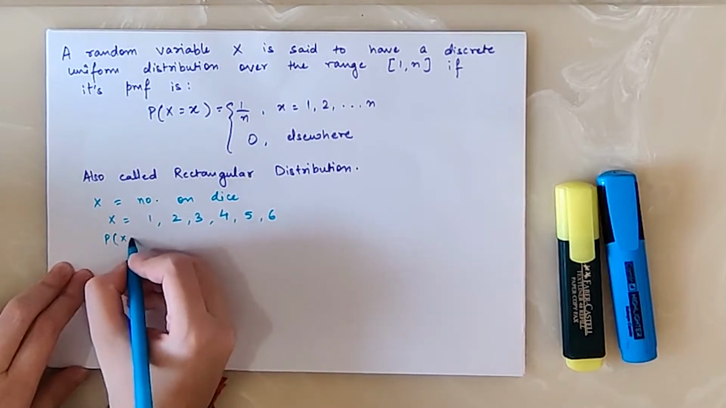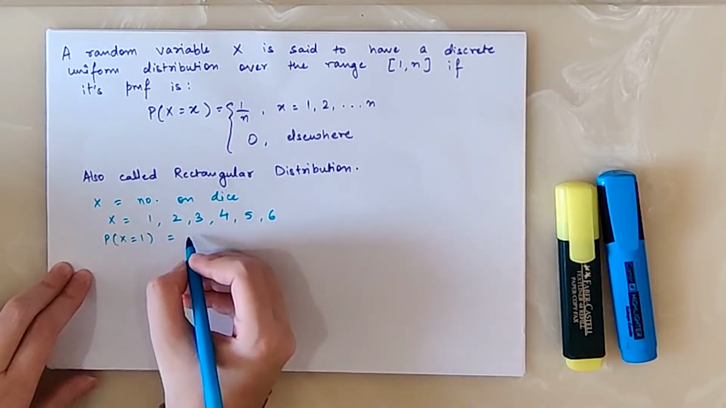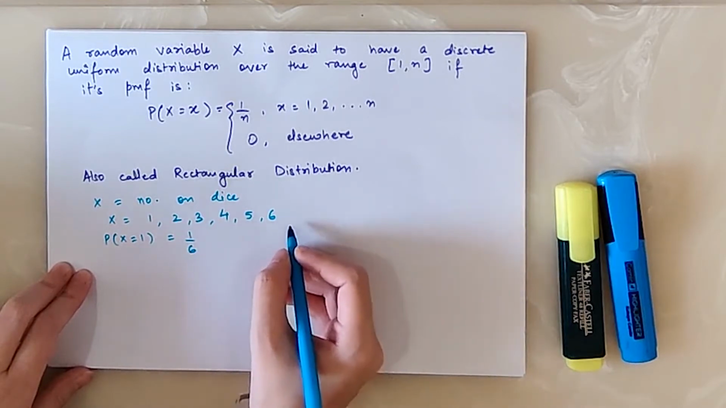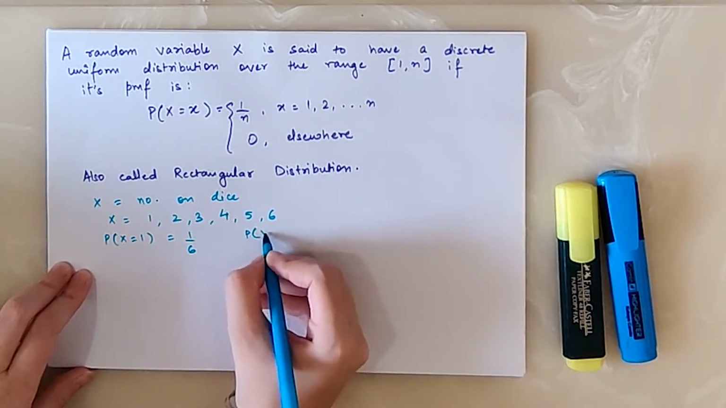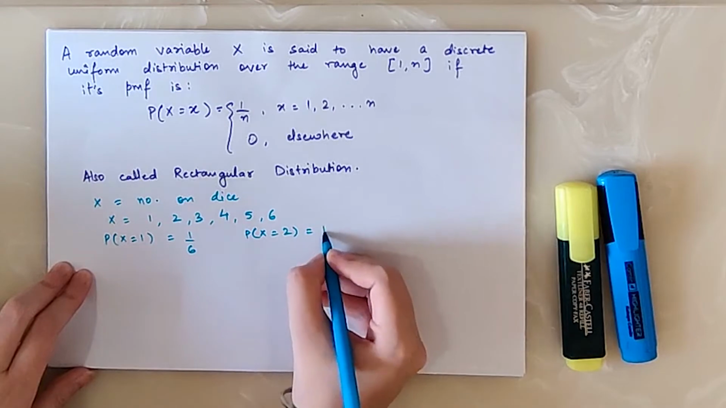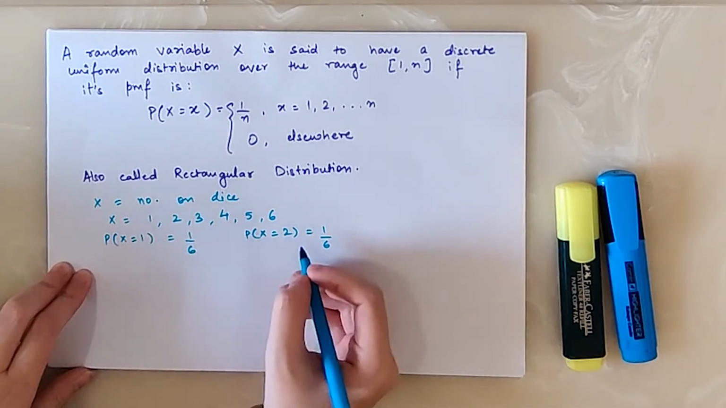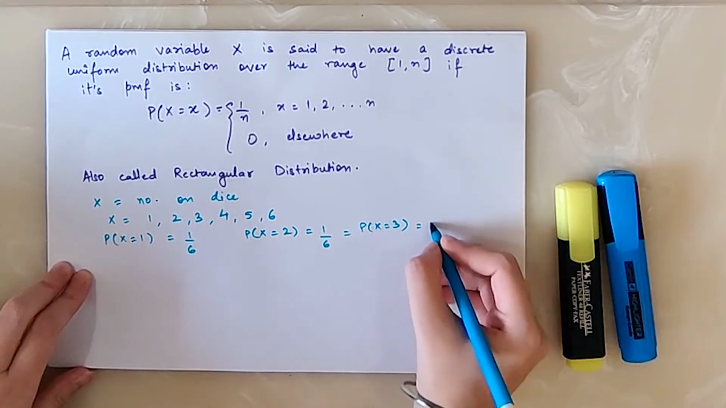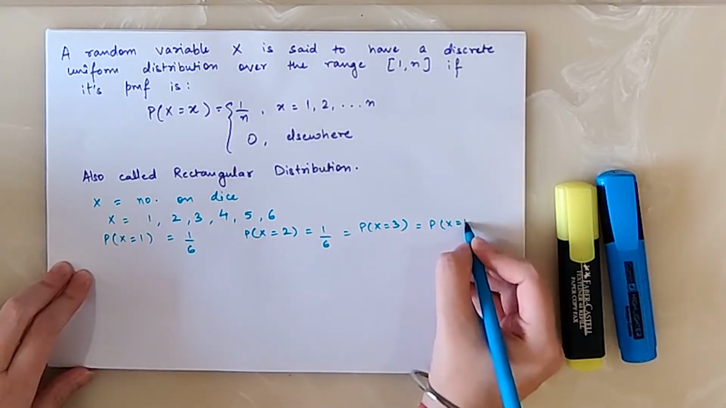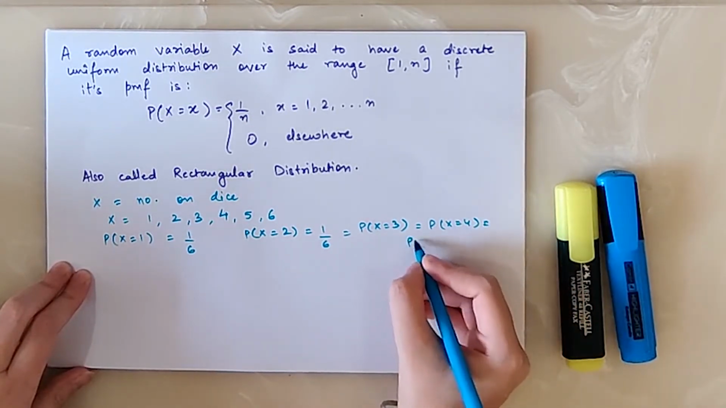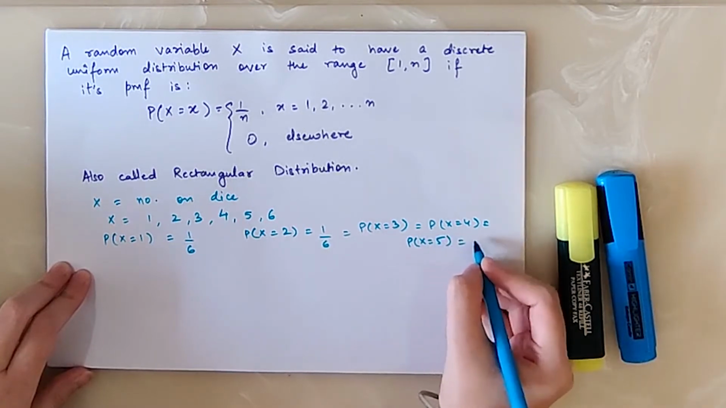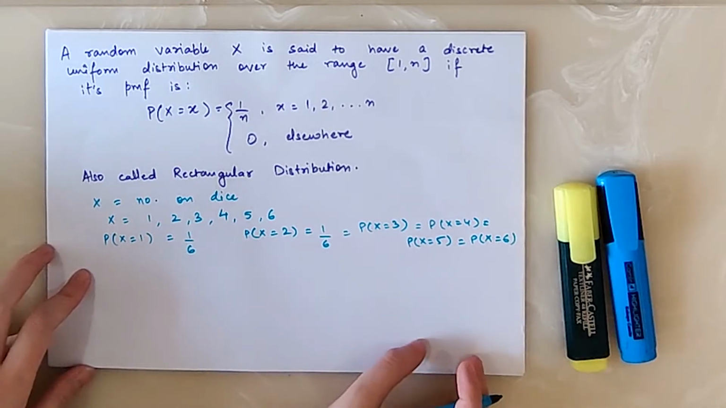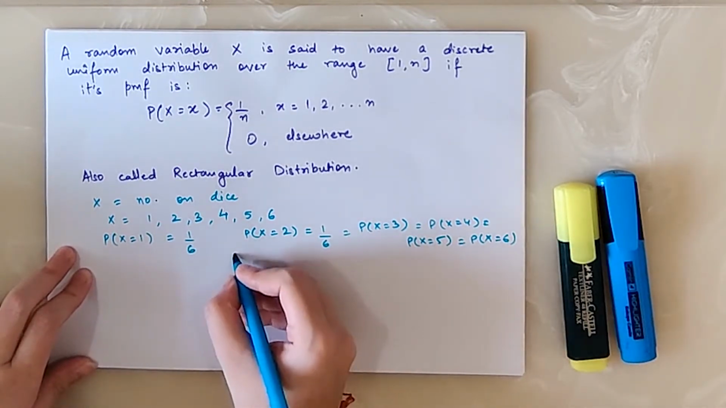Probability X = 1 is equal to 1 by 6, since we have a total number of outcomes as 6. Probability X = 2 is again 1 by 6, since we have a fair dice, which is equal to probability X = 3, probability X = 4, probability X = 5 and probability X = 6. Now let's try and plot this on the graph.